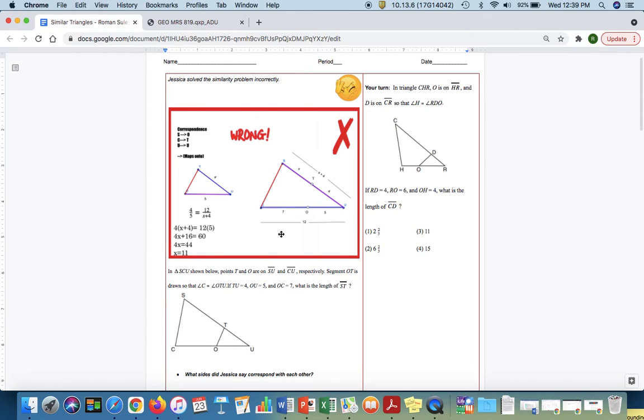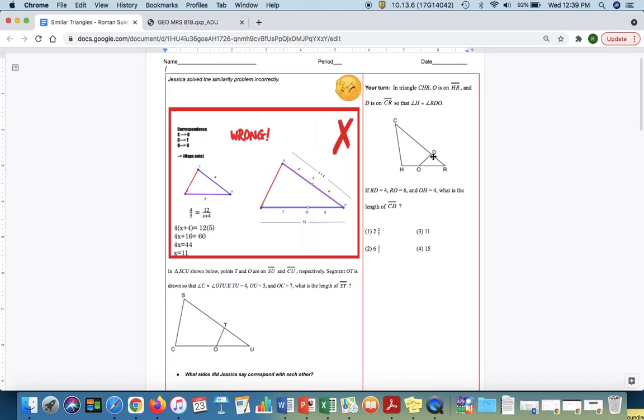I think two more things that we might want to highlight in terms of just this topic, but not necessarily the routine here, is if we take a look at the your turn triangles here, right? We're told a pair of angles that are congruent, right? We're told H is congruent to D.